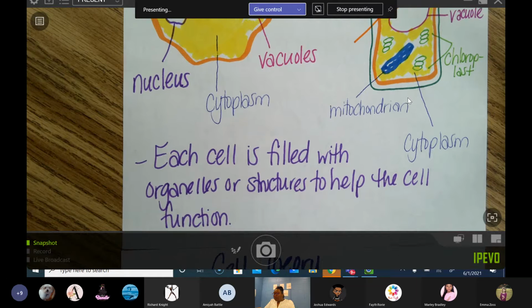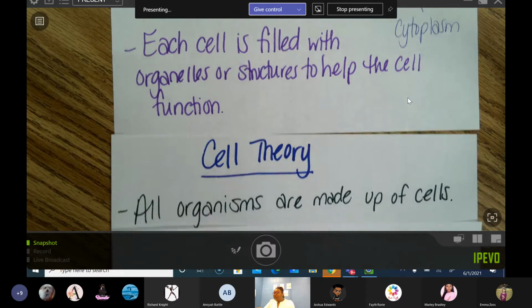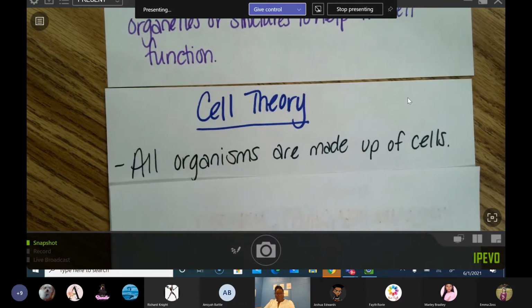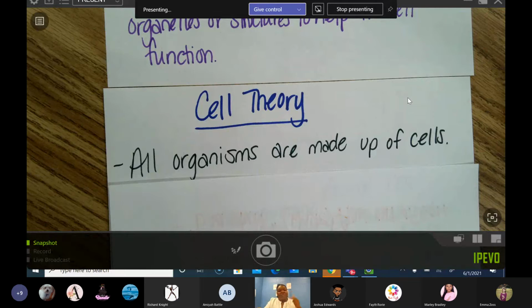So it's important that we know, especially as 7th grade science students, something called cell theory. And cell theory is the theory that all organisms or living things are made up of cells. So you and I are made up of cells, specialized cells as well. Yes, there are special cells that make up my eye. Those cells are different from the cells that make up my skin. Those cells are different than the cells that make up my bones and teeth. So cell theory tells us that all organisms are made up of cells.